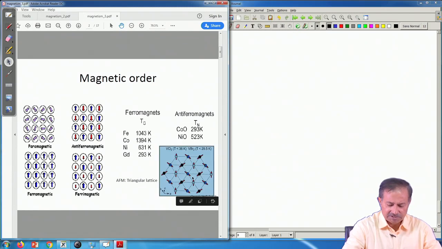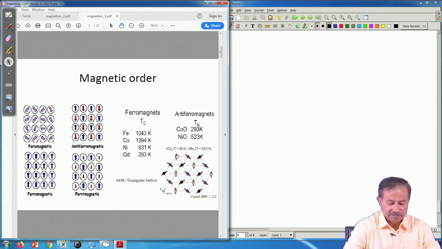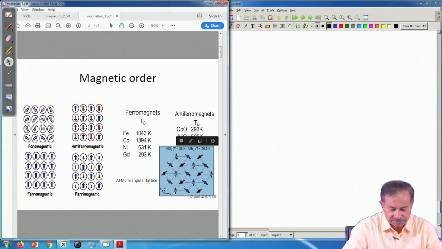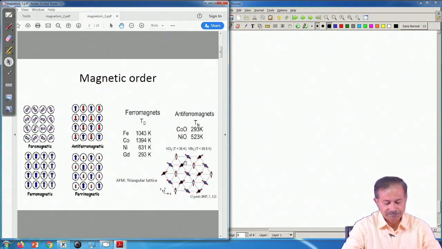So, here is an interesting example, which is a triangular lattice. Look at the order of the magnetic moment, I mean the directions of the magnetic moments. This is also long range order, because if you look at this spin, for example, the top left, this is repeating here again, and here again. So, along this line all spins have the same direction. Similarly, along this line all spins have the same direction.